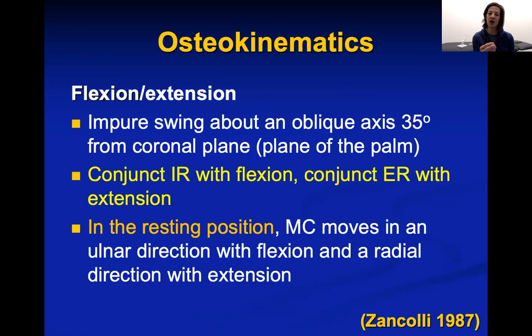So remember in the other video, I talked about flexion and extension. For the first CMC, which would be down here, the dorsal side or the posterior surface is going to follow along the thumbnail and the palmar all the way down here. So this would be flexion and this would be extension. But to think about, there will be a conjunct rotation with flexion, because when you need to grasp, you have to rotate internally, and when you have to open your hand, you will have to rotate externally a little bit. In the resting position, the MC moves in an ulnar direction with flexion and a radial direction with extension.